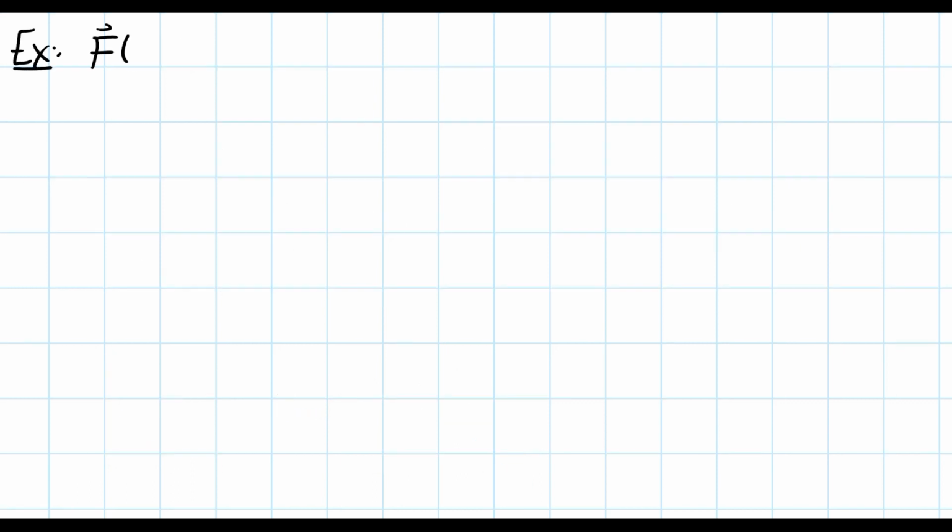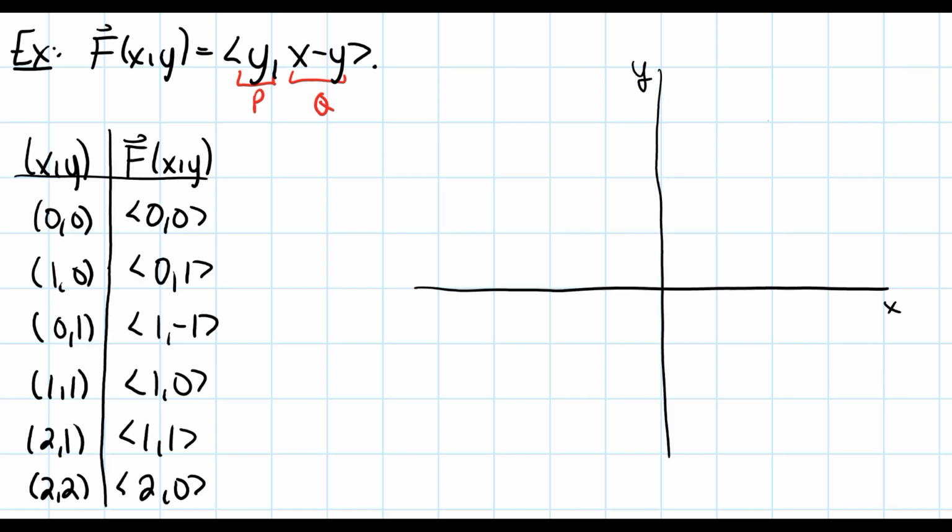For example, let's look at the vector field F(x, y) = ⟨y, x − y⟩. The x component of F is P = y, and the y component of F is Q = x − y. This can get a little confusing to keep track of, so that's why it's useful to name the components of F, P and Q. Let's compute F(x, y) for a few choices of x and y. We can also plot them here. Notice that the vector corresponding to the point (x, y) starts at the point (x, y).